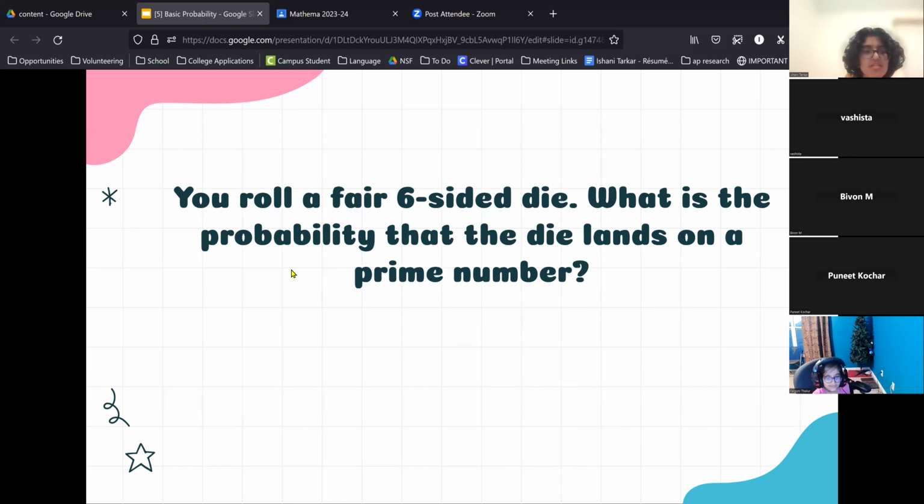Okay. So you roll a fair six-sided die. What is the probability that the die lands on a prime number? I will let you all do this one, and private message me what you think the answer would be.